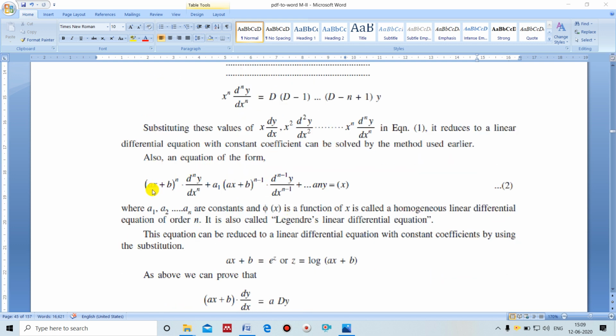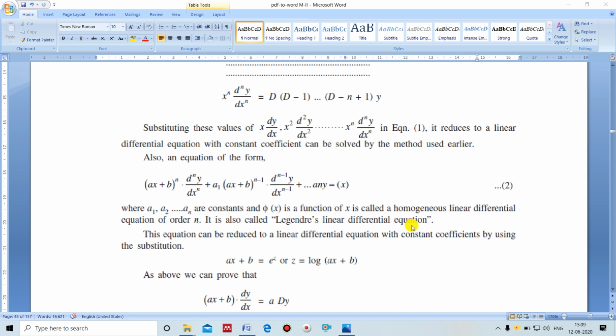An equation of the form (ax+b)^n d^n y/dx^n and so on + an y = φ(x), where a1, a2 are constants and φ(x) is a function of x, is called a homogeneous linear differential equation of order n, or it is also called Legendre linear differential equation.